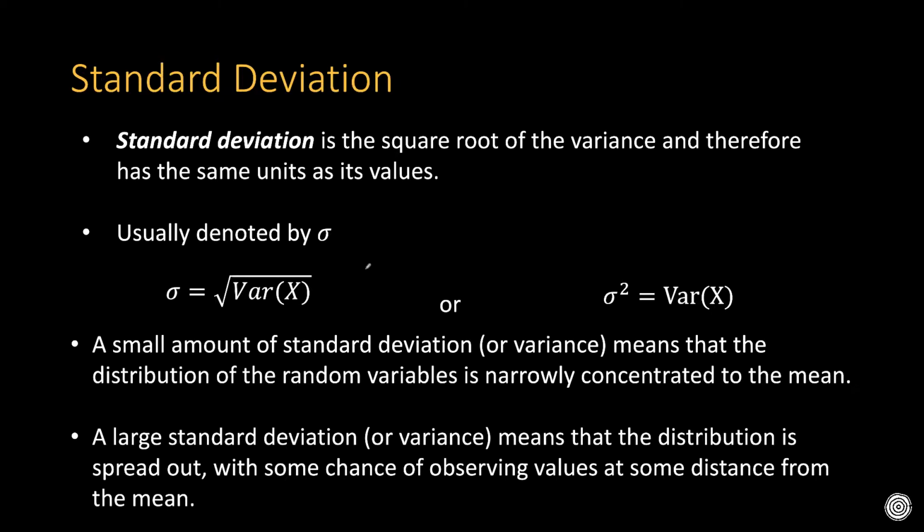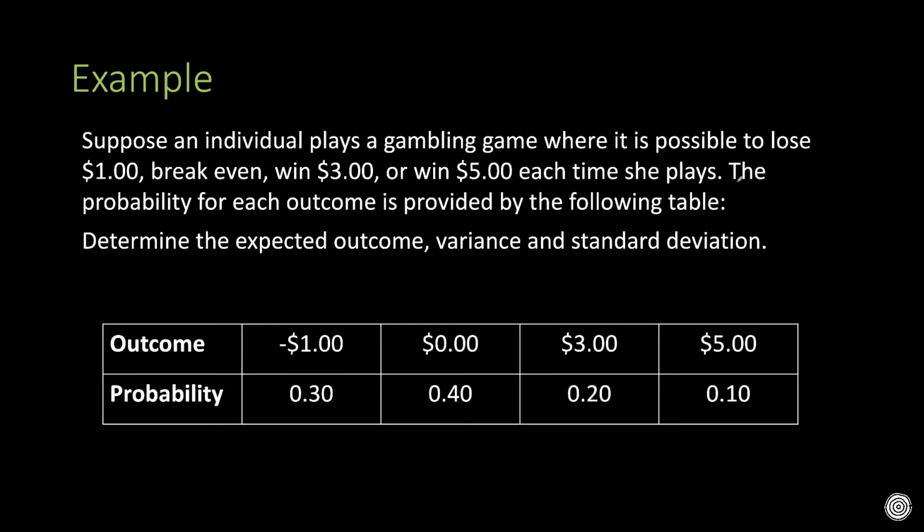Alright, let's have a look at an example. Suppose an individual plays a gambling game where it is possible to lose $1, break even, win $3, or win $5 each time she plays. The probability for each outcome is provided by the following table. Determine the expected outcome, variance, and standard deviation. Our outcomes represent our values, and we've got their respective probabilities. There is a 0.3 chance of her losing $1, a 0.4 chance of breaking even, a 0.2 chance of gaining $3, and a 0.1 chance of winning $5.